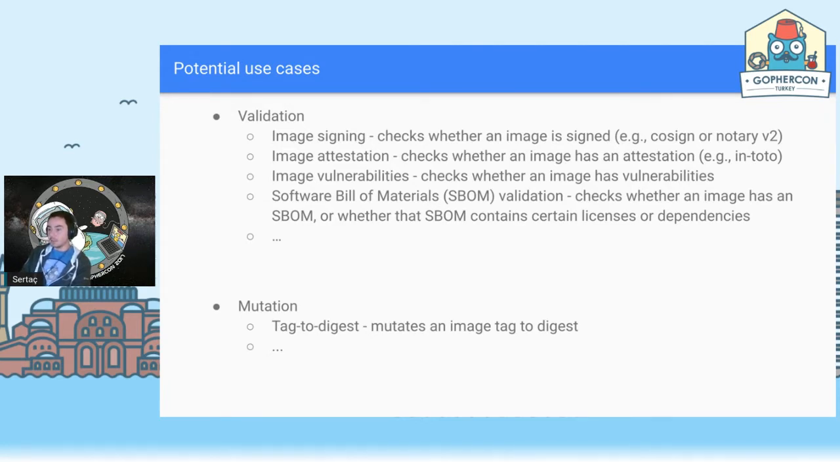And then talking about some of the mutation examples, tag to digest, for mutating an image tag to a digest. So for pinning an image tag to a specific SHA. Even though the tag can be mutated later on, the digest won't be mutated, so you'll know what you're pulling and what you're getting in your cluster.